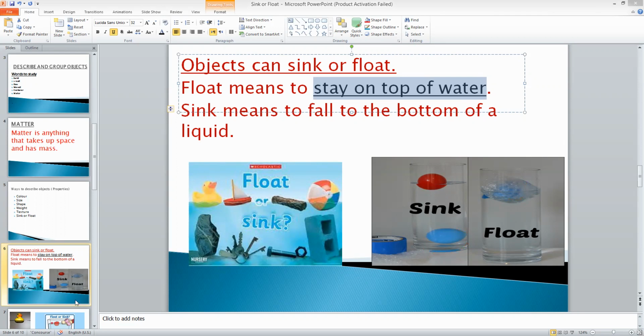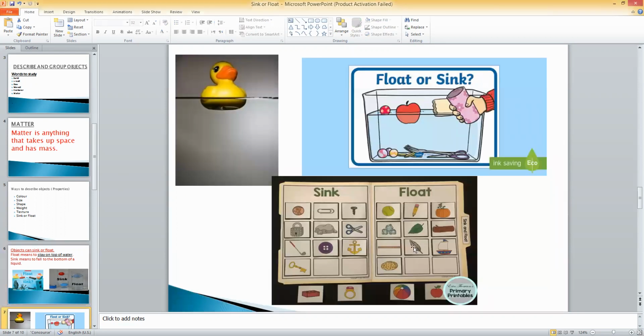All right, so let's look at this. Sink or float. I have some examples here of objects that can sink, like the penny, the nail, the key. They can what? Sink. Scissors, they can sink. Why float? Objects like pencil, ruler, leaf, they also float. Is that okay?